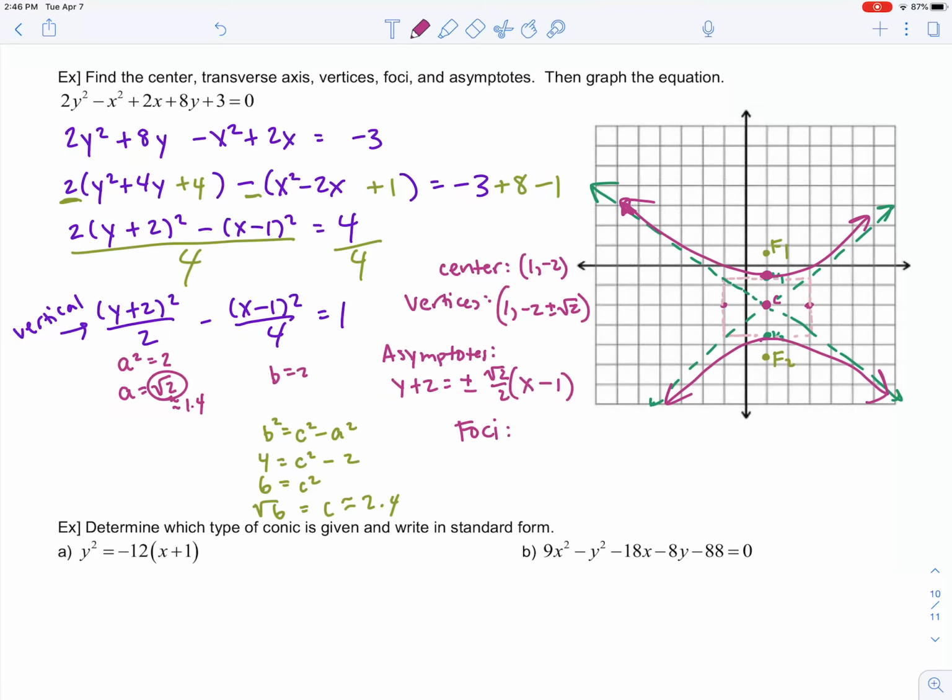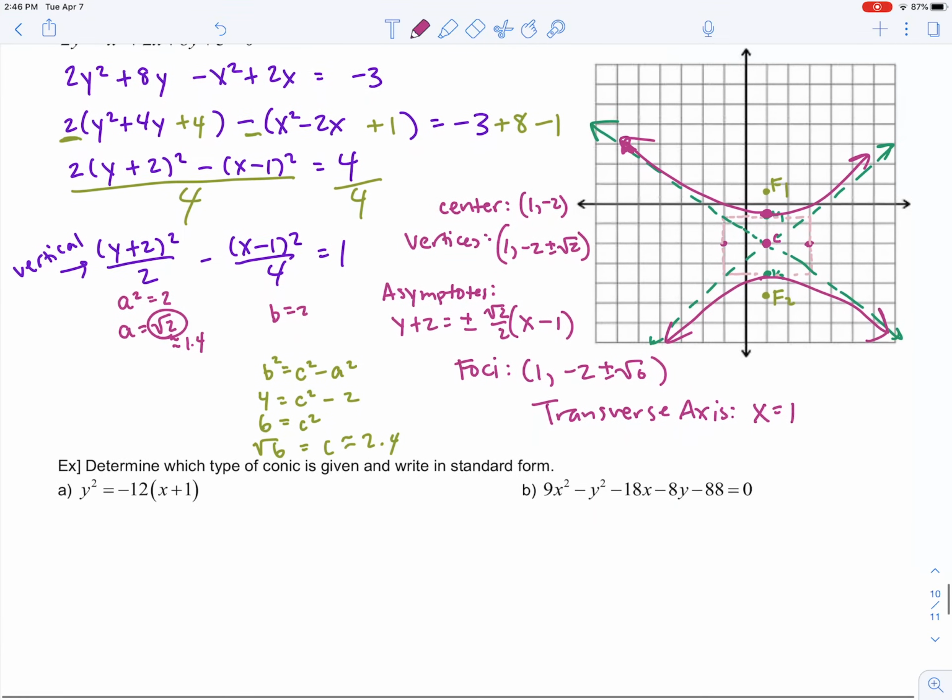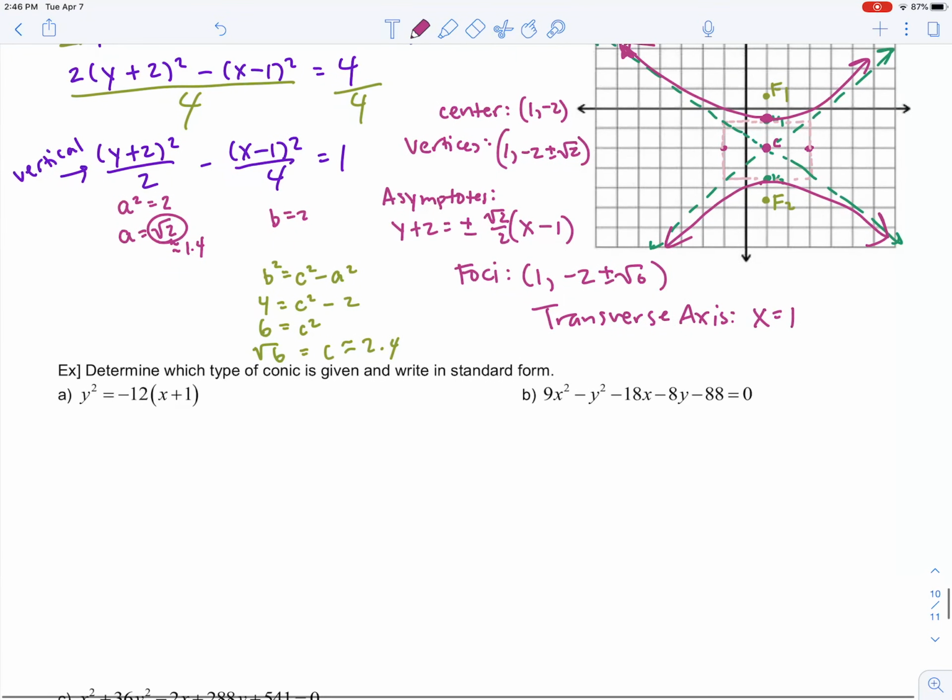I can use the square root of 6 to actually write out the coordinates of the foci. So the foci are square root 6 units above and below the center. So notice the x value for all these points is 1. That's not changing. The y value is. So it's negative 2 plus or minus the square root of 6. And by the way, the fact that the x value is 1 for all of these kind of gives me a hint for my transverse axis. It is a vertical line, and it is the line x equals 1. So the transverse axis passes through the center, the vertices, and the foci.